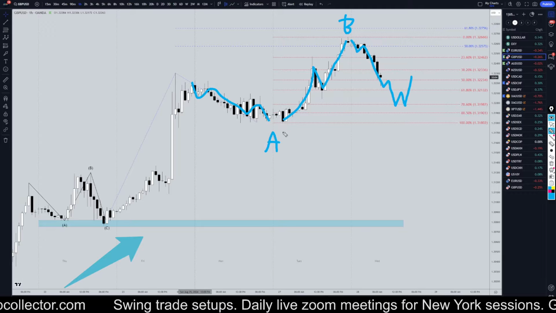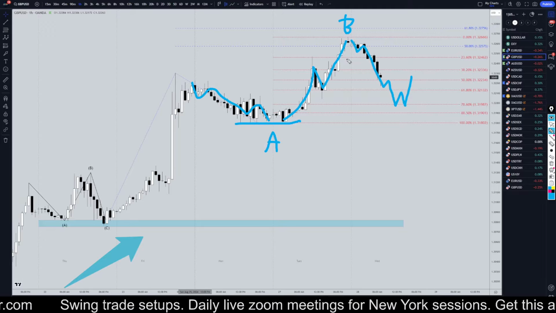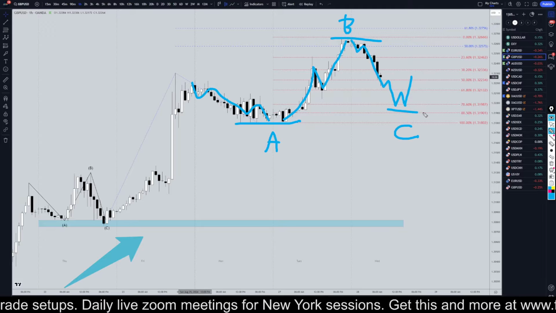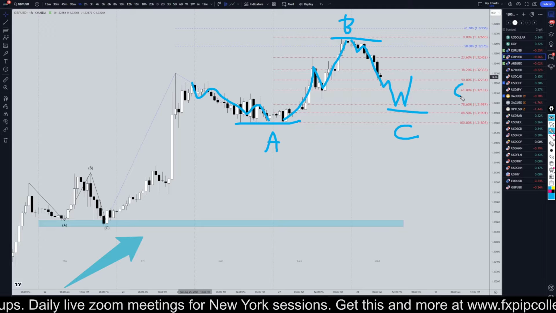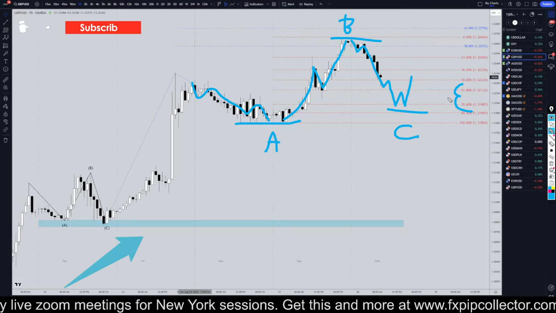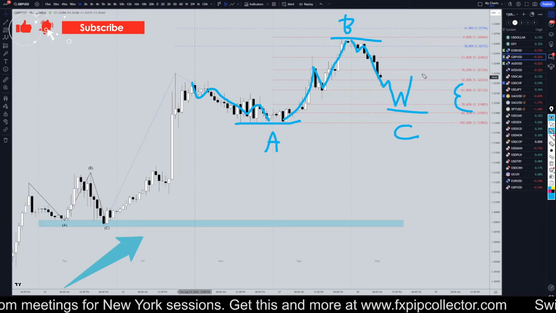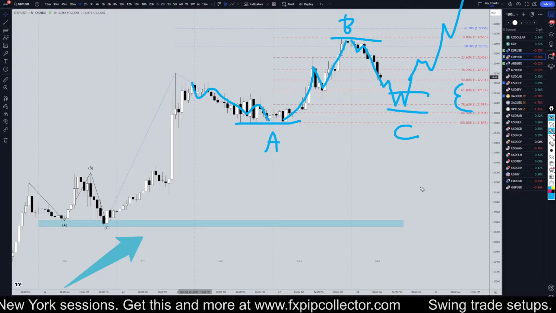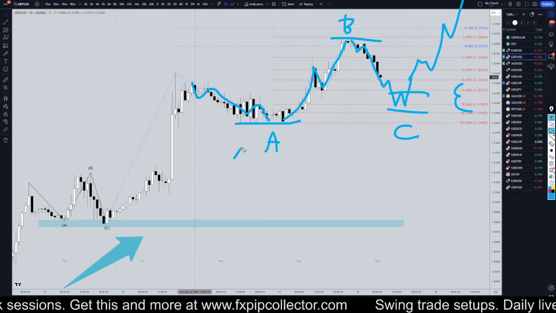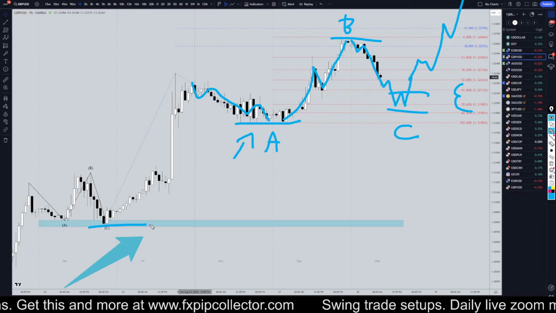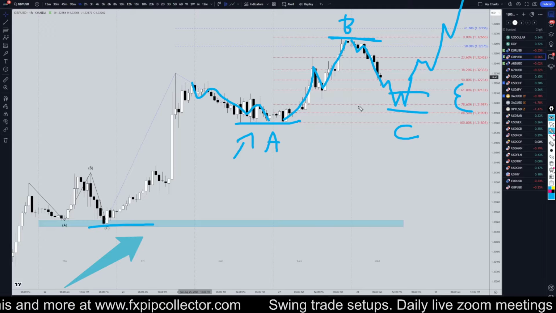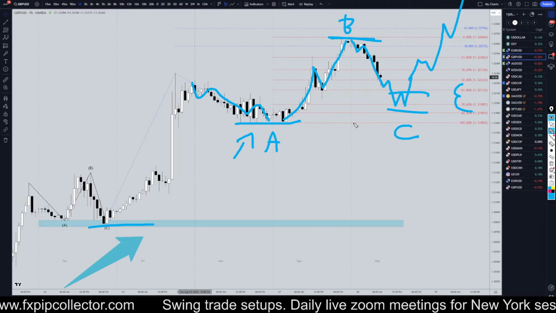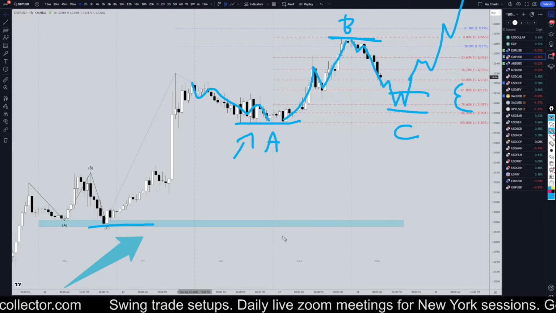Now if it is a wave C, it definitely could take out the low of wave A. But the fact that we got a higher high wave B means we could get a higher high wave C for a running flat. So keep a very close eye on your Fibonacci levels. If it does give a good Fibonacci bounce, a nice break of structure, then definitely go long for the continuation of the uptrend. If it does take out the low of wave A, then I would put my Fibonacci retracement on the whole move up, and I would still be looking for a Fibonacci bounce to go long for the continuation of this uptrend.